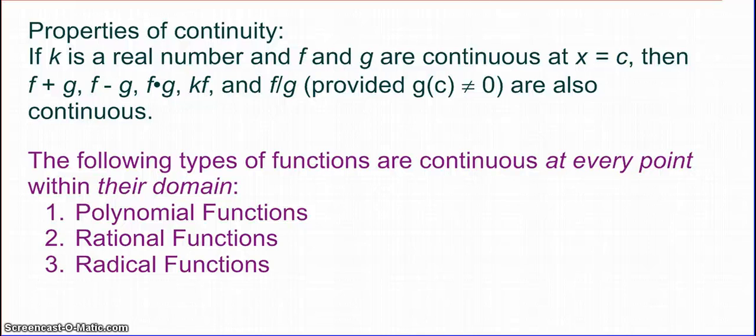Properties of continuity. If k is a real number and f and g are continuous at x equals c, then f plus g, f minus g, f times g, k times f, and f divided by g, assuming g of c does not equal 0, are also continuous. The following types of functions are continuous at every point within their domain: polynomial functions, rational functions, and radical functions. Rational functions are not continuous everywhere, but that's because their domain is not all real numbers. Same with radical functions.